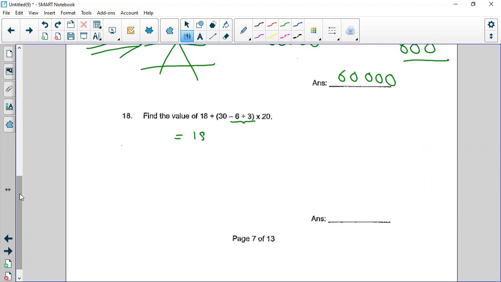So you write down everything you see, 18 plus 30 minus, put the answer. Okay, put the answer there. And don't take out the bracket, and then continue to write out everything. All right, next step. Arrow sign again, arrow sign to show what you need to do. And then you have 18 plus 28 times 20.